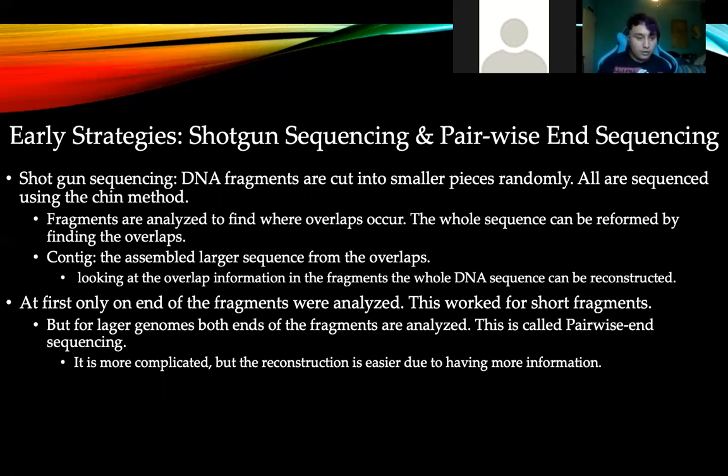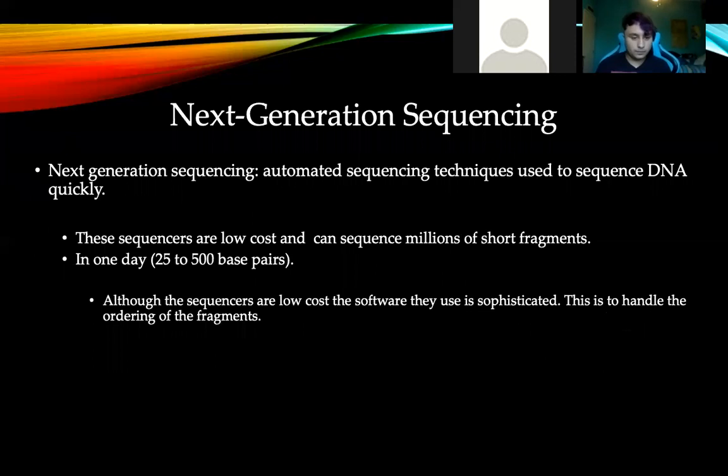At first, shotgun sequencing was only done at one end, meaning that only one end of the fragments was analyzed. My apologies. This worked for short fragments, but for larger genomes, both ends of fragments are analyzed. This is called pairwise end sequencing. It's more complicated, but the reconstruction is easier due to having more information to work with. Next slide, please. Next generation sequencing is the automated sequencing techniques used to sequence DNA quickly.